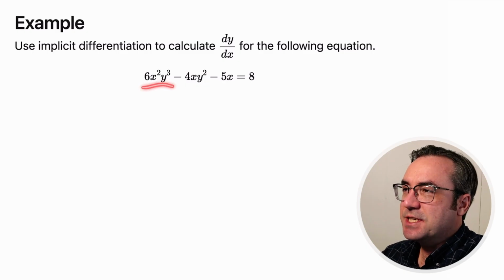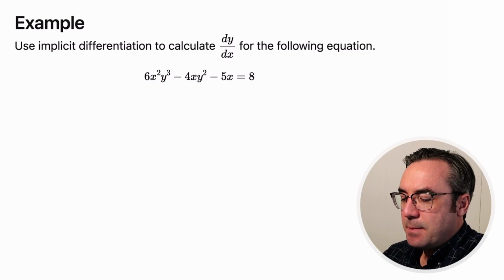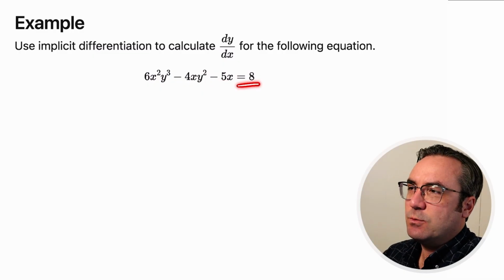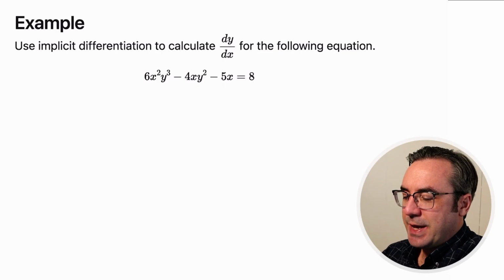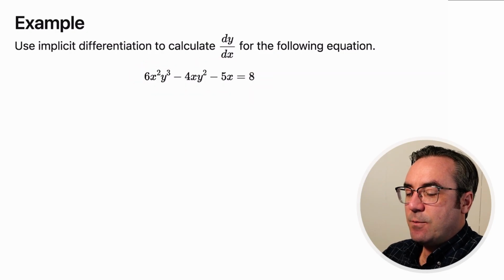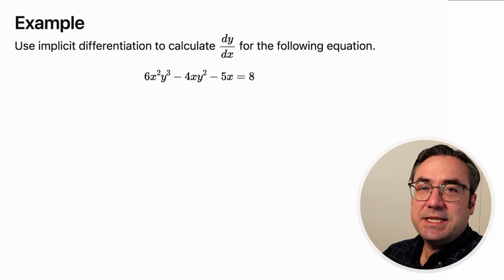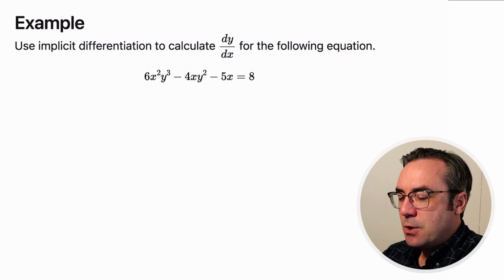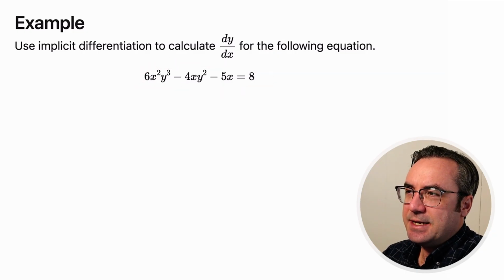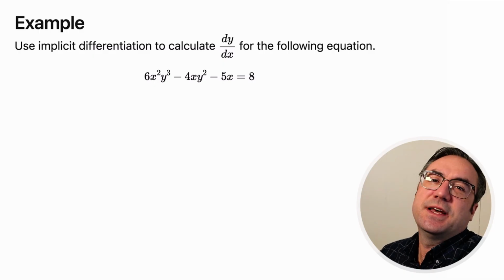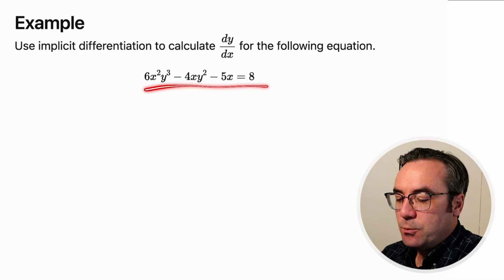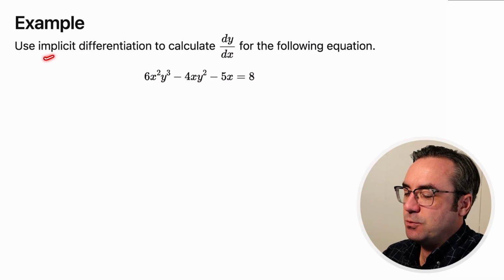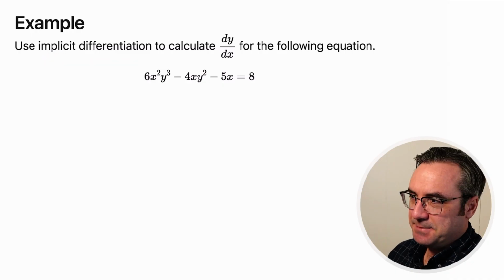We have this equation: 6x squared times y cubed minus 4x times y squared minus 5x is equal to 8. We want to calculate the derivative dy/dx using this technique of implicit differentiation. It's not in the form y is equal to this, so we can't do our regular differentiation. We have to use this special method, implicit.